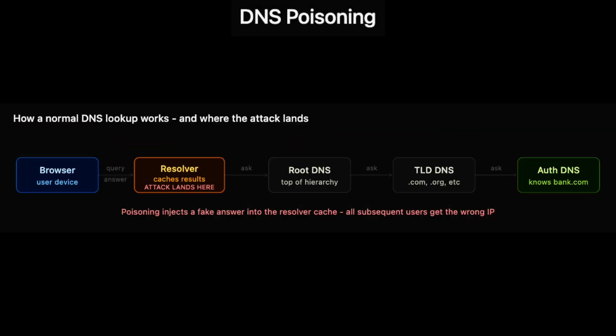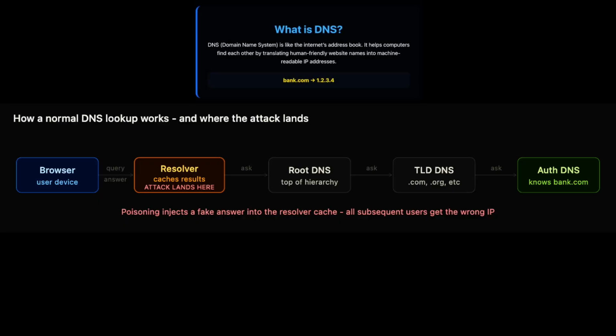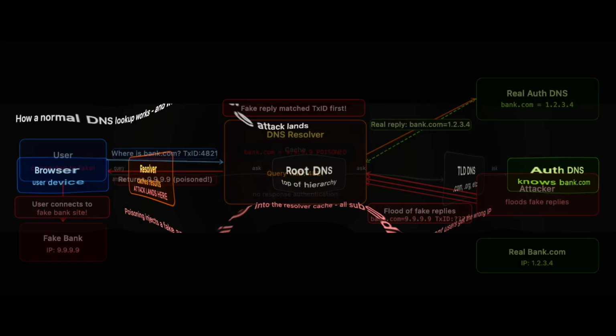DNS poisoning is an application layer attack. DNS itself is like the internet's address book. When you type bank.com, DNS translates that name into an IP address like 1.2.3.4. Without DNS, you would need to memorize IP addresses for every site you visit, which is not practical.